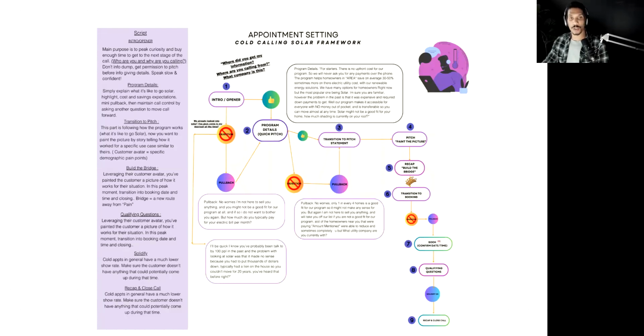So again, step number 2, we're giving a quick pitch about what this is like, right? And then again, if we give that quick pitch and for any reason we get an objection, hey, you know what, we're really not interested in solar right now, now's not a good time, whatever the case may be, what are we going to do here? A pullback. Same thing, right? And then I give you guys another example here.